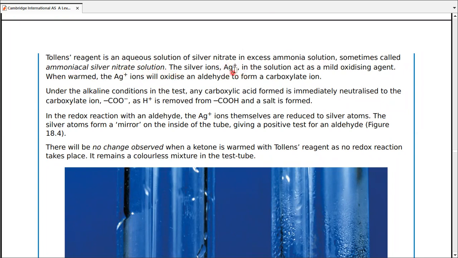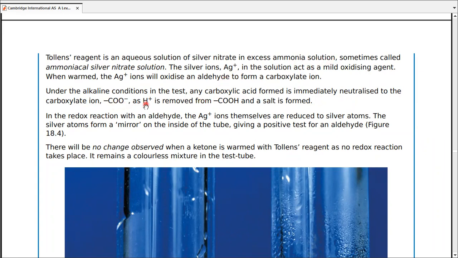The silver ions, Ag+, act as a mild oxidizing agent. When warmed, these silver ions will oxidize an aldehyde to form a carboxylate ion. Now, since they are oxidizing something, they will get reduced. All right. Under the alkaline conditions in the test, any carboxylic acid formed is immediately neutralized to a carboxylate ion because we have excess ammonia solution present.